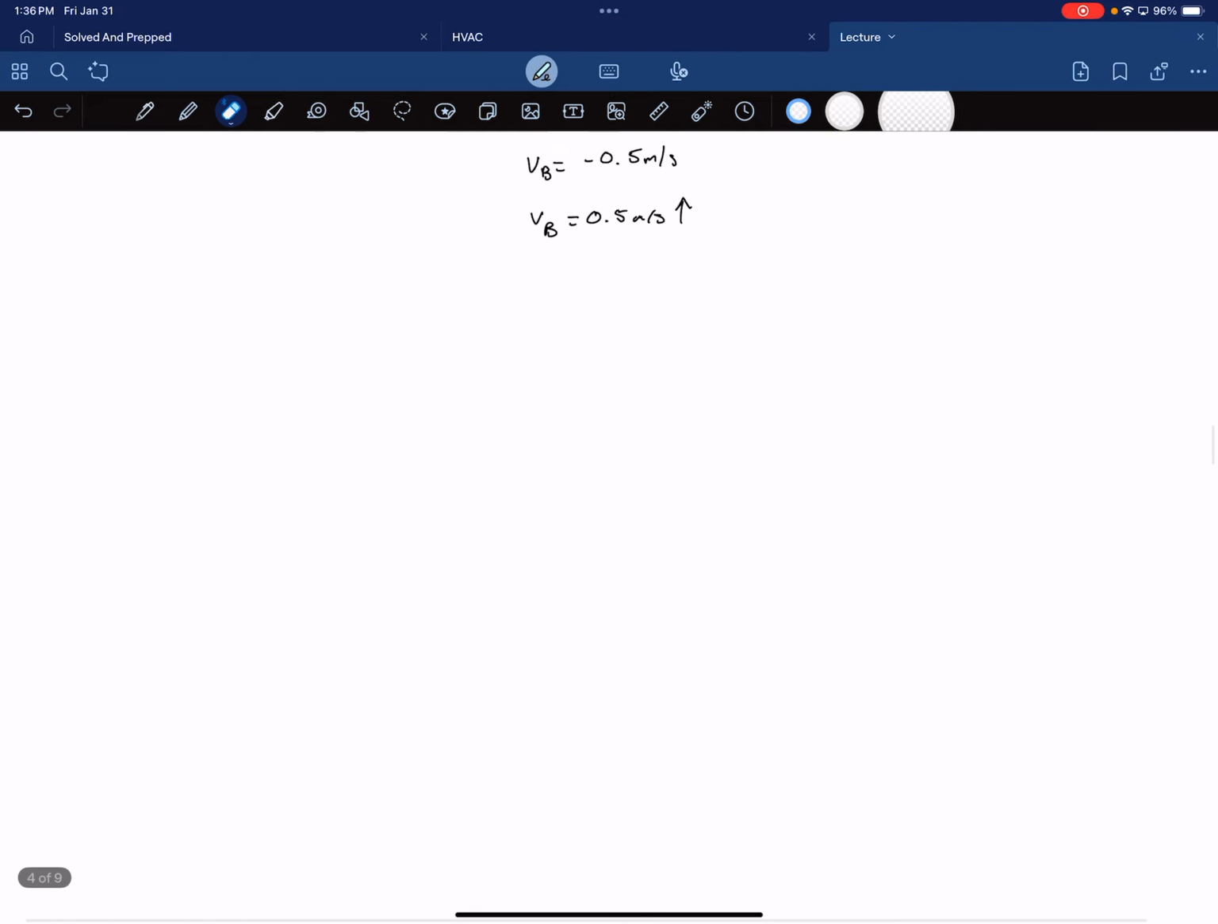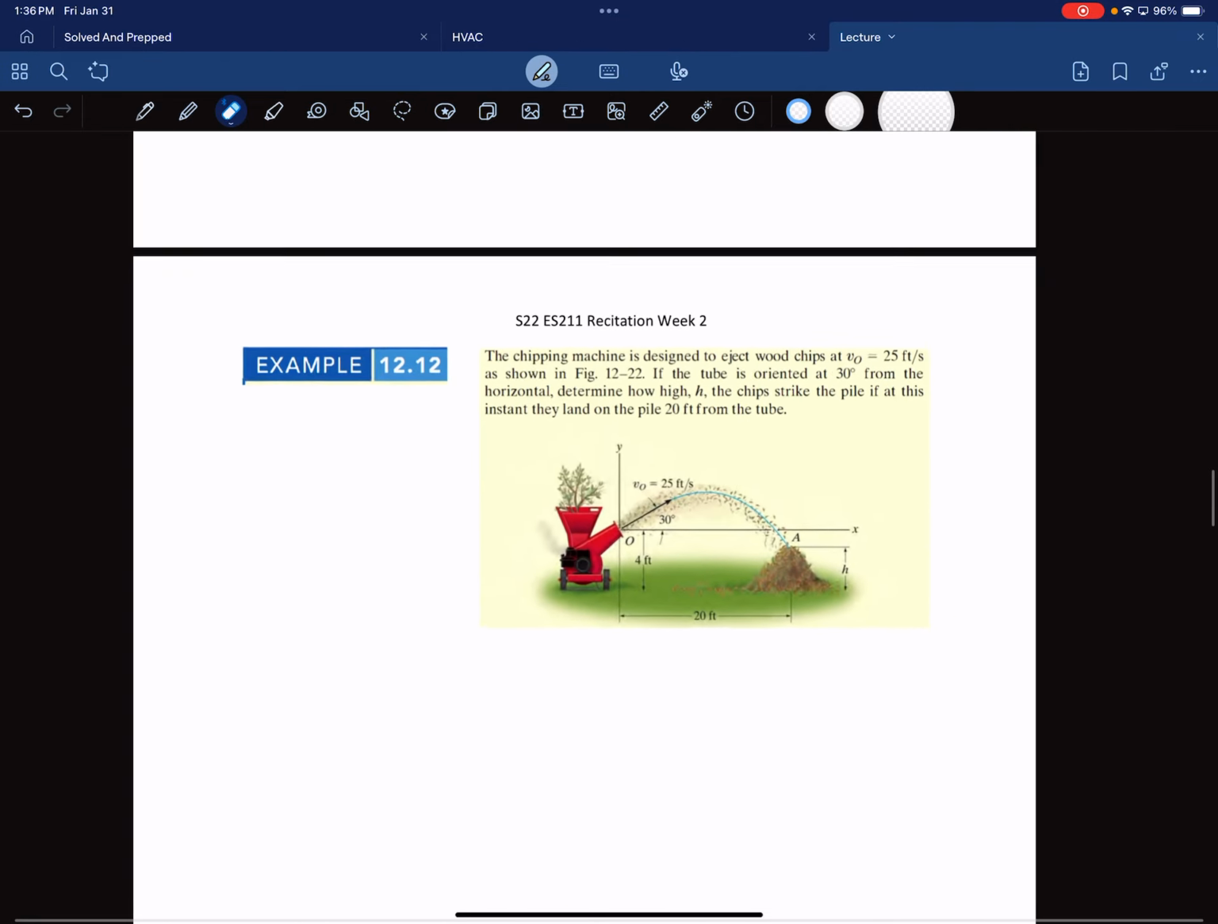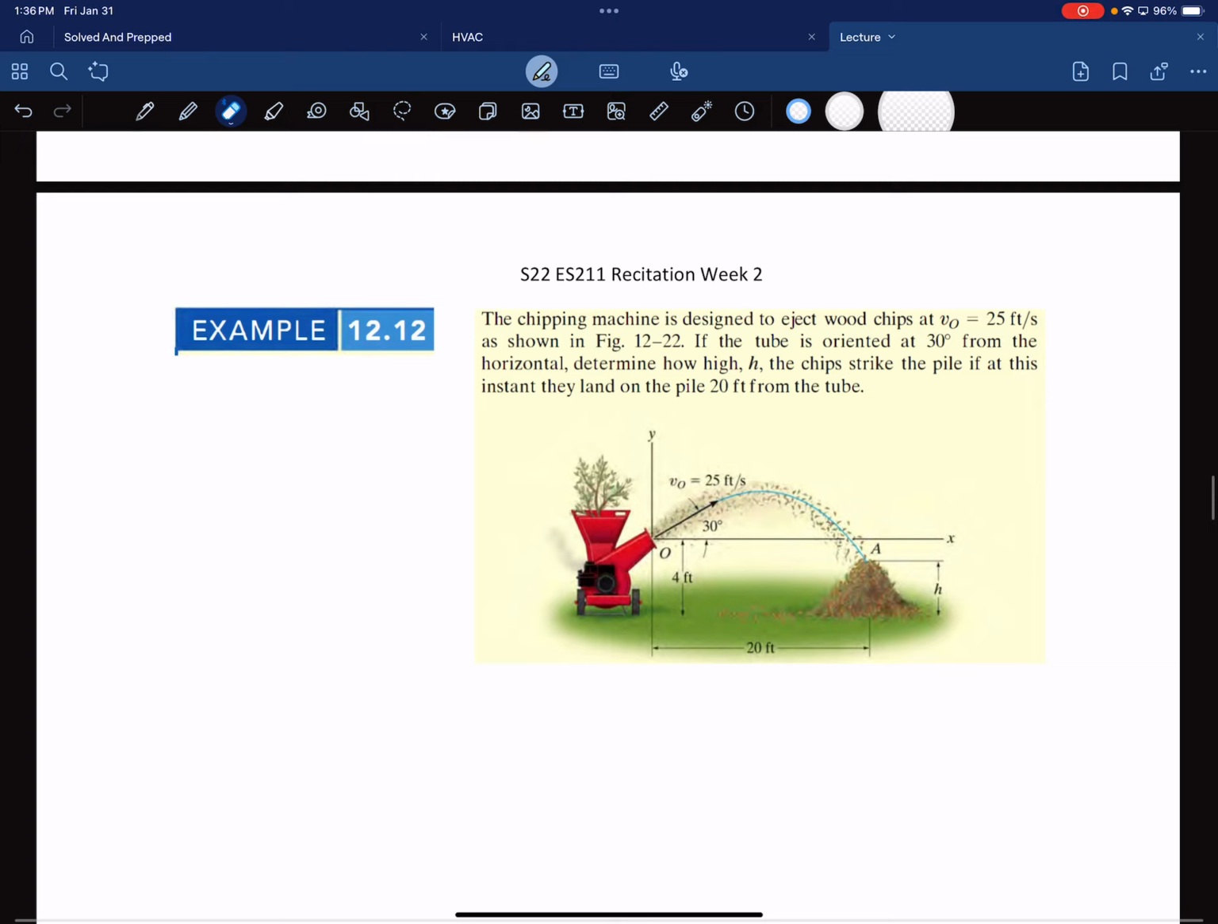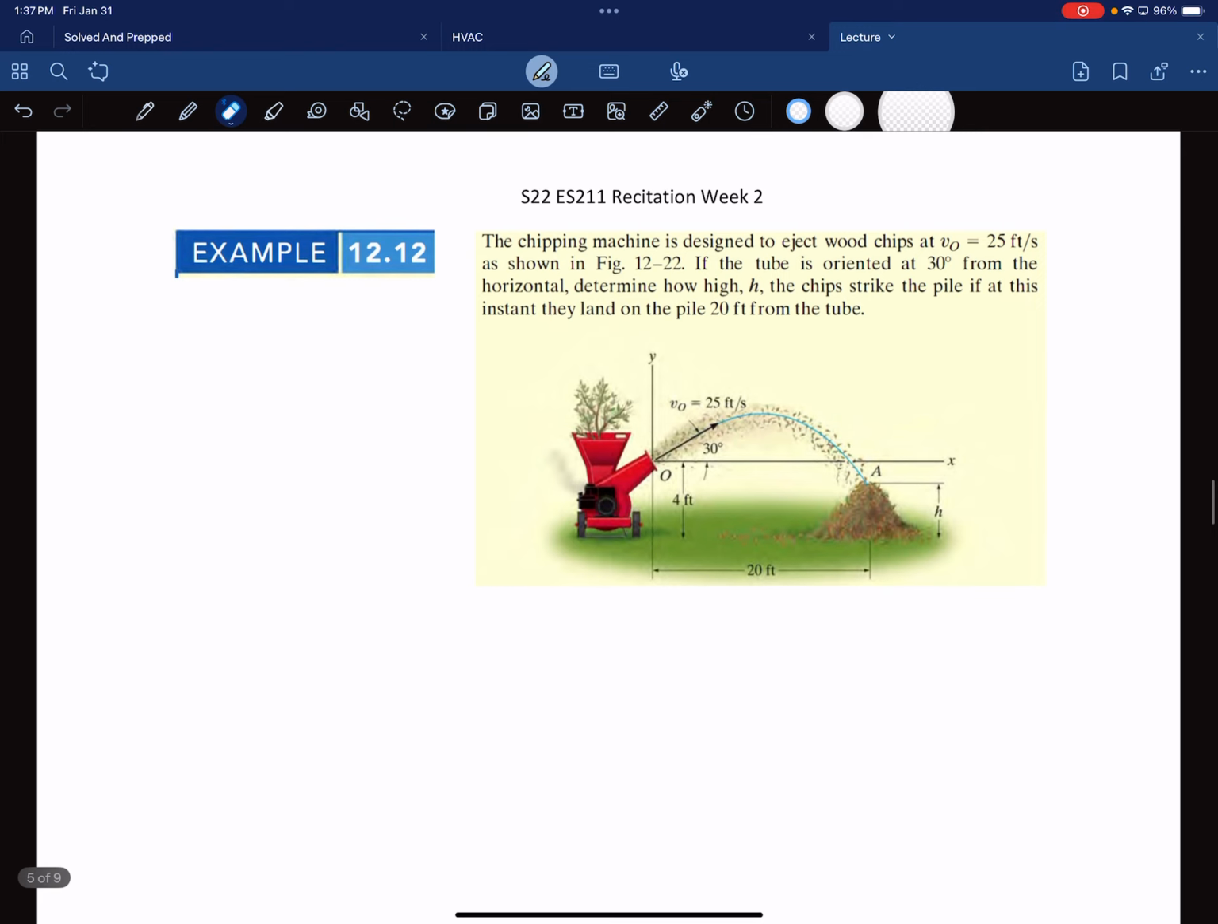Okay, moving on. Some projectile motion. Okay. Take a minute to copy down anything you need to.